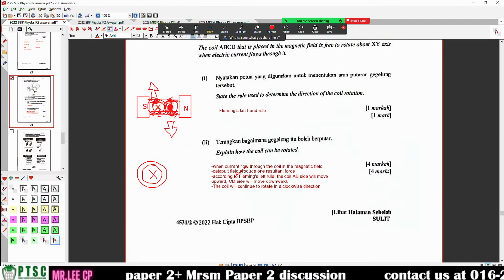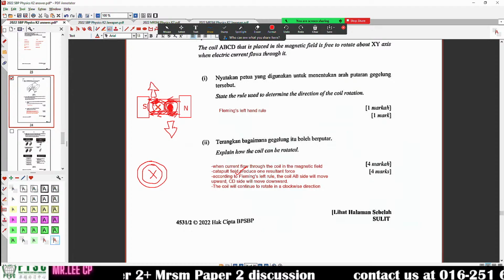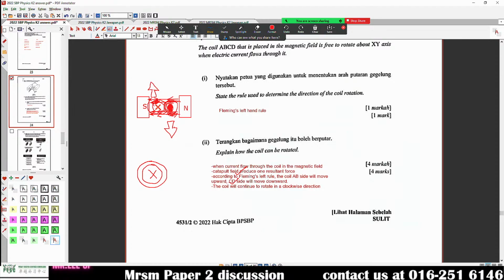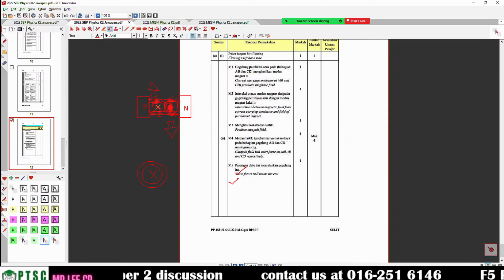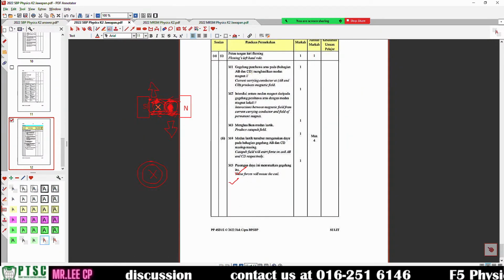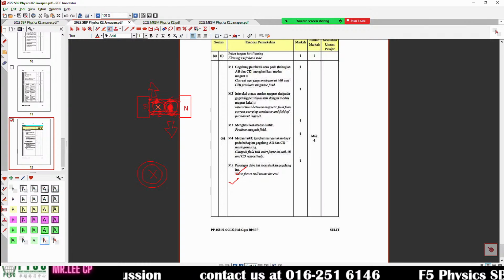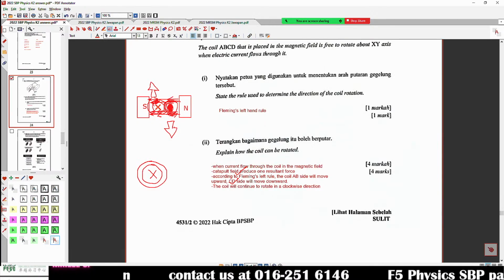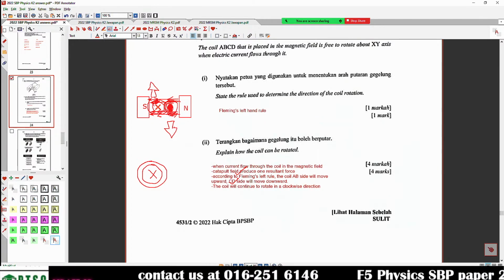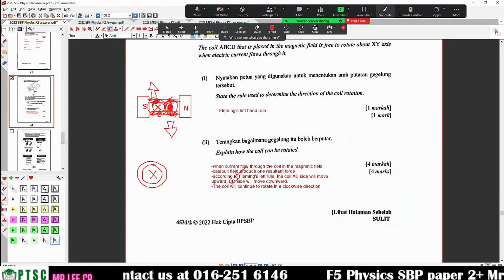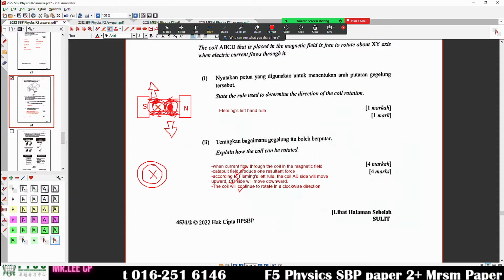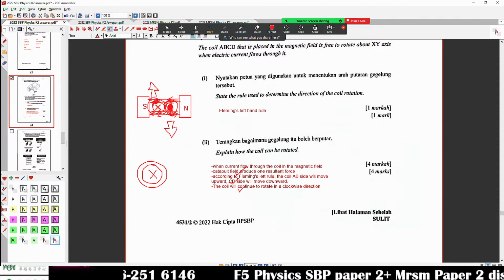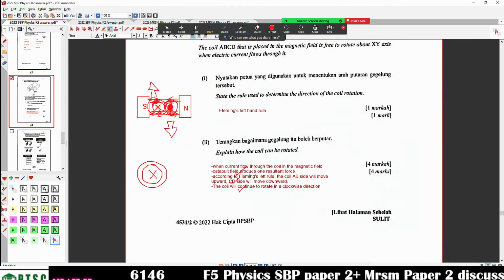According to this one, AB will move upward. That's what they have, right? The catapult field exerted a force, so the force will make the coil rotate. The thing will rotate in the clockwise direction. So now at least I got 3 marks. I don't have the first mark: current flows through in the coil in the magnetic field, I don't have it.